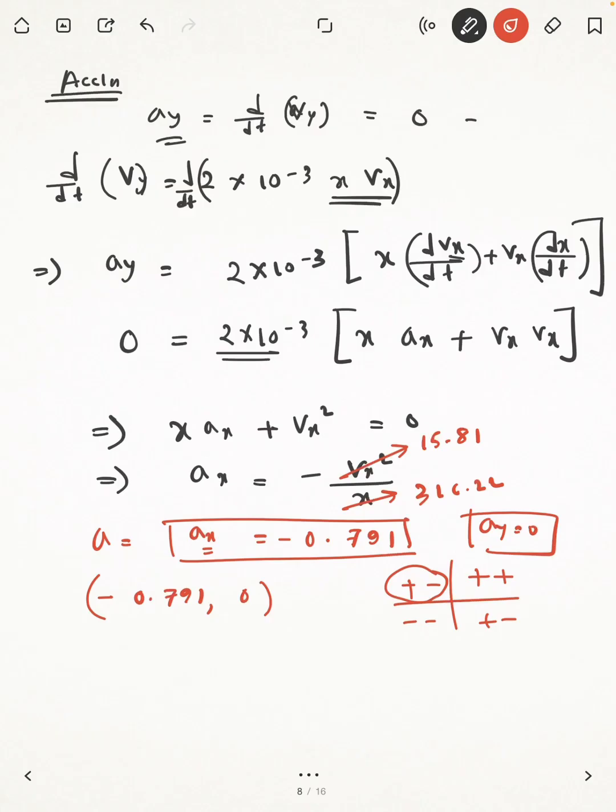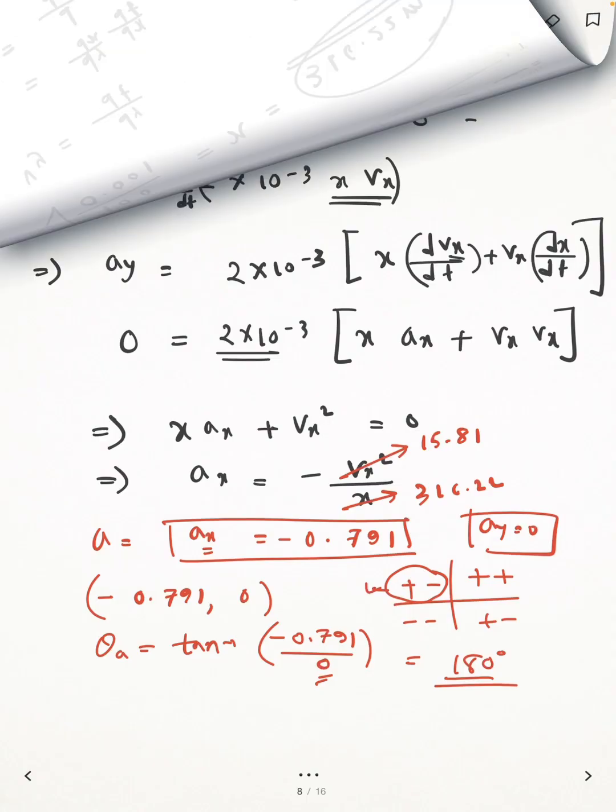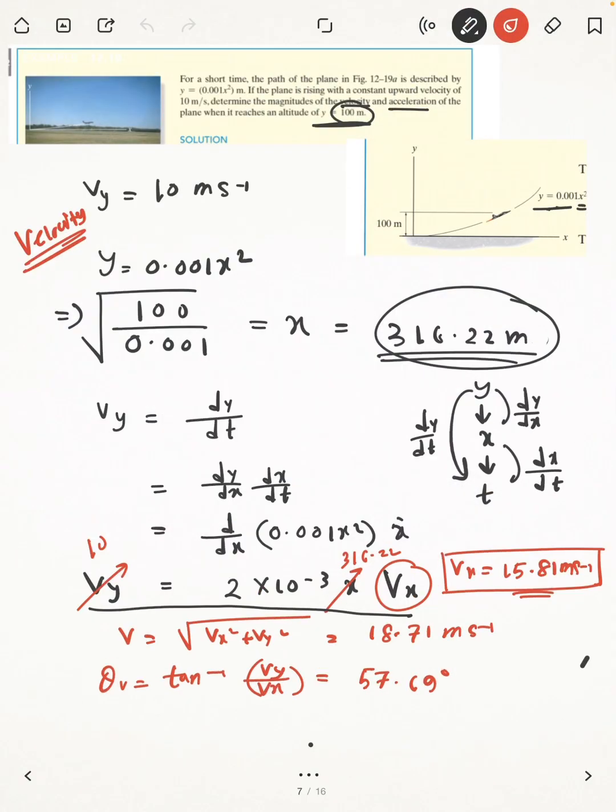If this is in the second quadrant, then what should be the value? Tan inverse of minus 0.791 divided by 0. This should be theta a. Anything divided by 0 is supposed to be 90 degrees, but since it should be in the second quadrant, 90 degrees will be replaced by 180 degrees. So this is how you need to do this math.